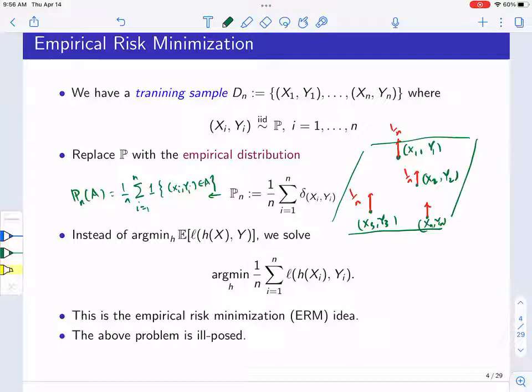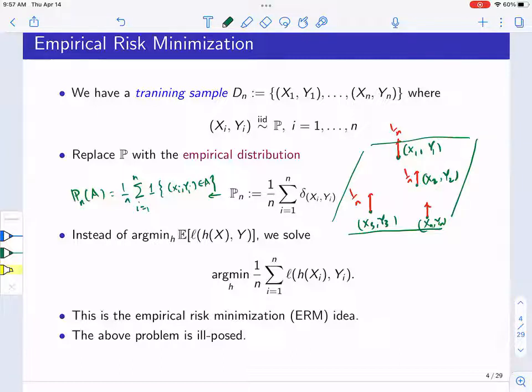But the problem is ill-posed. So there's a problem with this. What is the problem with this? Just minimize, let's say, over all functions. What would happen? Yeah, so if I don't put any reasonable restriction on h, the natural function is just map xi to yi exactly and just arbitrarily do anything that you want.